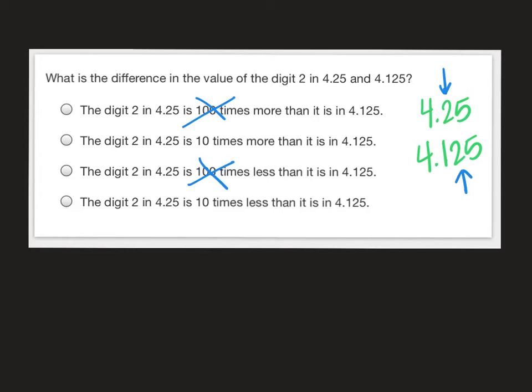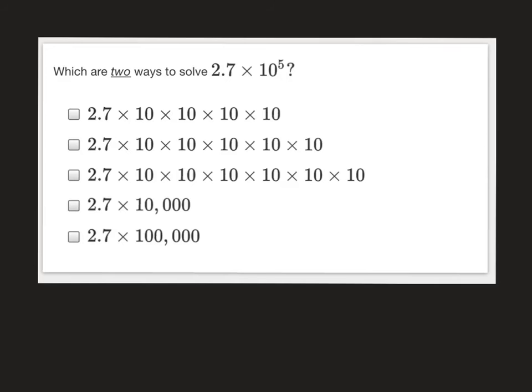So let's read what B says. The digit 2 in 4.25 is 10 times more than it is in 4.125. So they're saying this one is larger than this one, which is true because the tenths place is larger, place value-wise, than the hundredths place. So B is correct.